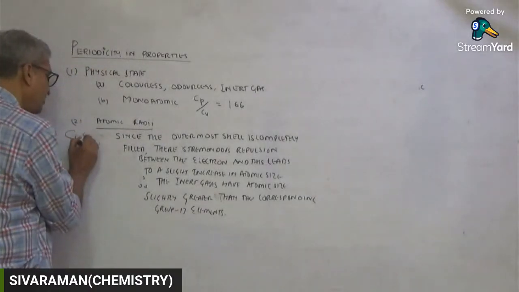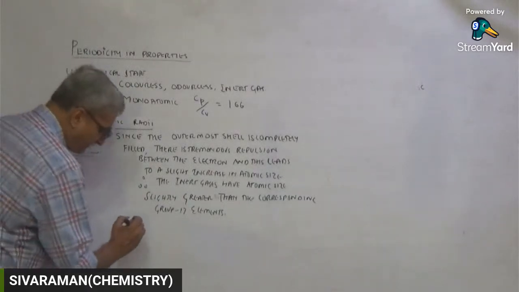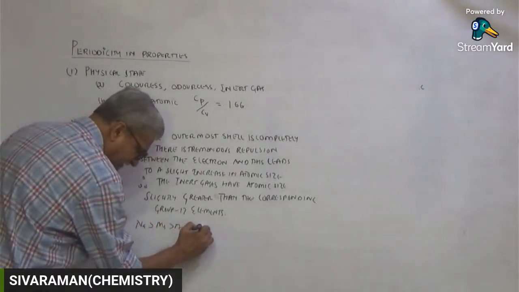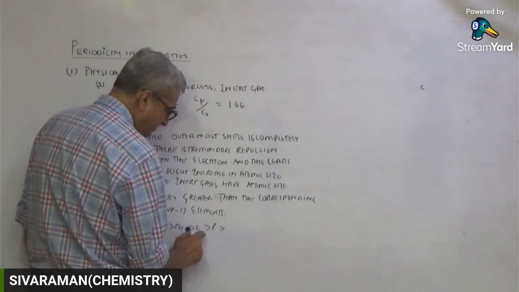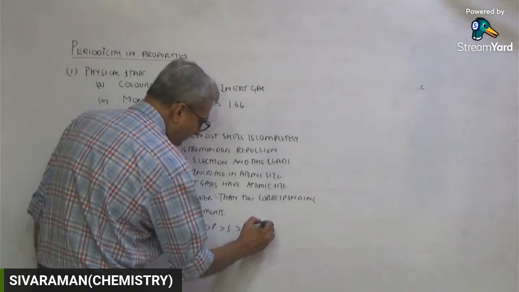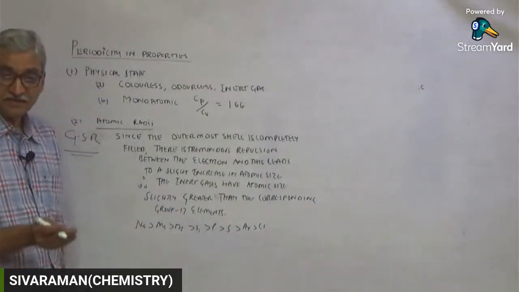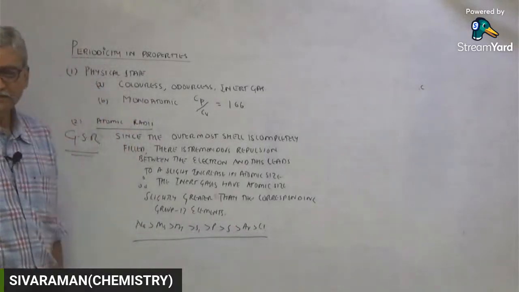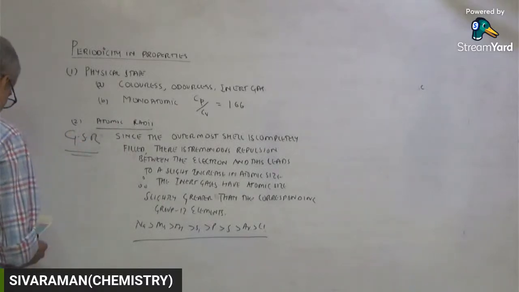How will they frame it in the entrance exam? We have sodium greater than magnesium, greater than aluminium, greater than silicon, greater than phosphorus, greater than sulfur, greater than argon, greater than chlorine. So which will have the lowest atomic size? Always the halogen. Argon will be before that. This is how they'll frame the question in the entrance exam. So this was about atomic radius.